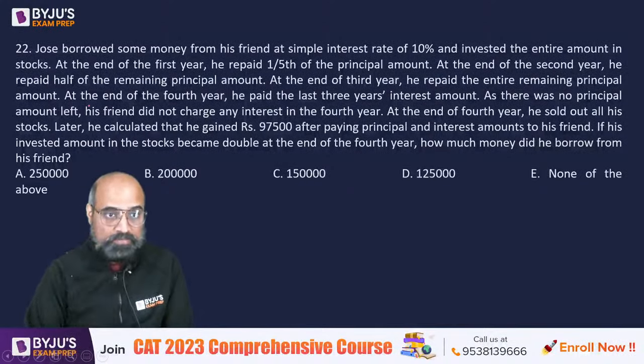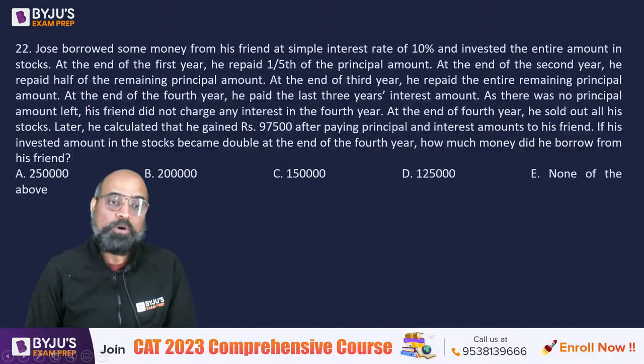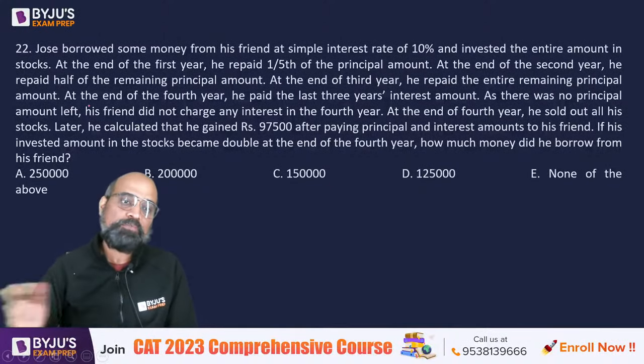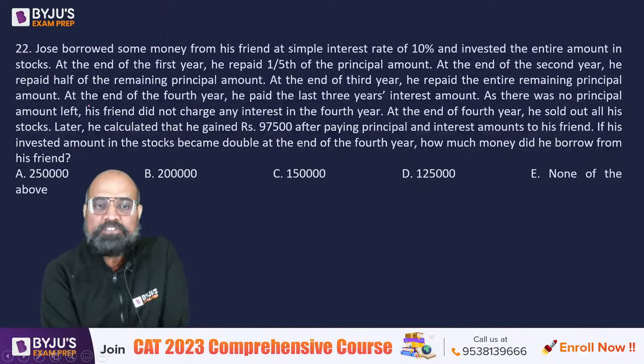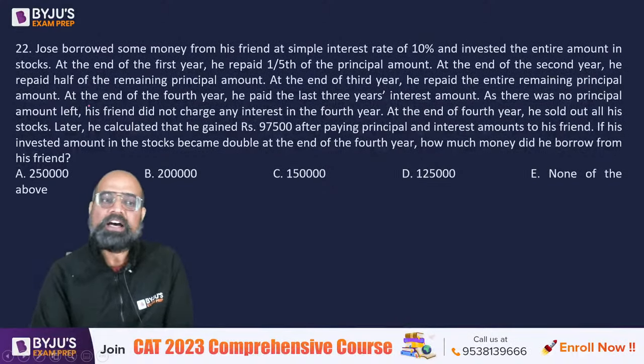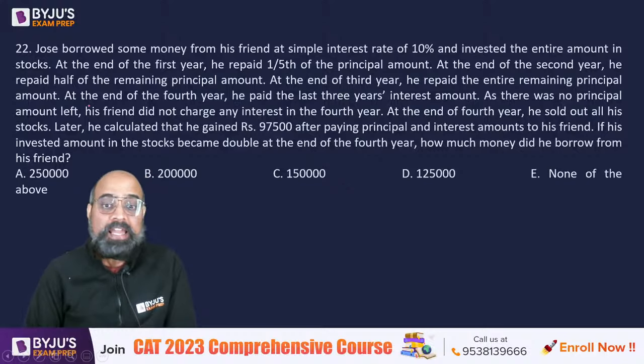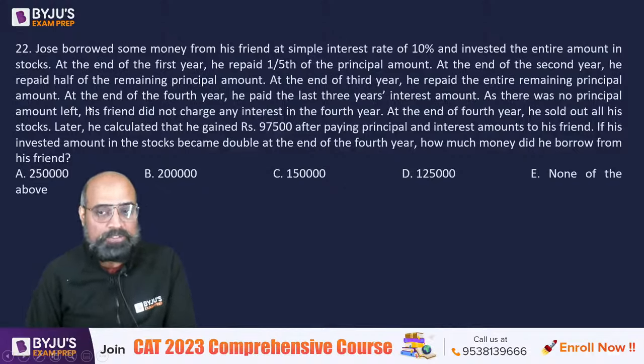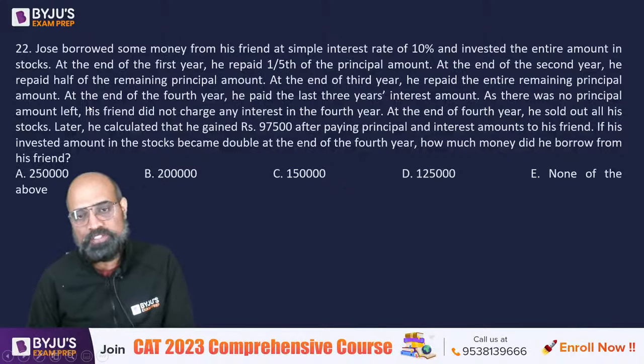22nd. Jose borrowed some money from his friend at a simple rate of 10% and invested the entire amount in stocks. At the end of the first year, he repaid 1/5 of the principal amount. At the end of the second year, he repaid half of the remaining principal amount. At the end of the third year, he repaid the entire remaining principal amount. At the end of the fourth year, he paid the last 3 years interest amount. As there was no principal amount left, his friend did not charge any interest in the fourth year.